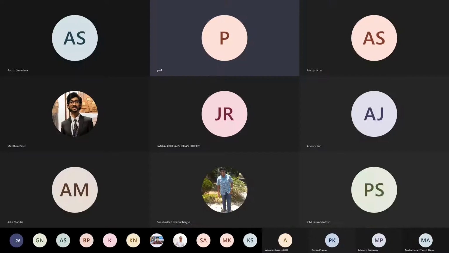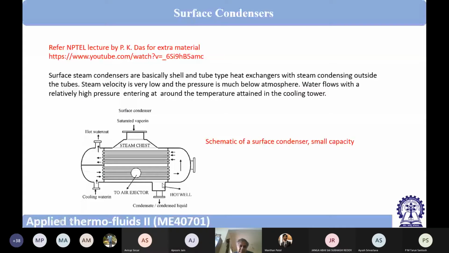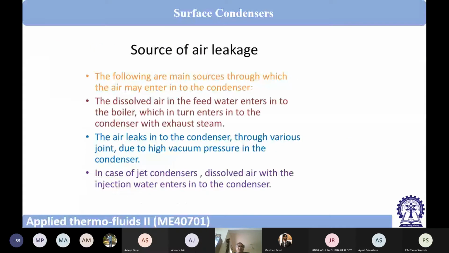Performance will suffer. We will elaborate on it. So the sources of air leakage: how can air come inside the condenser? The following are the main sources through which air may enter into the condenser.